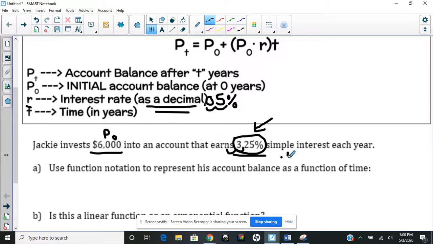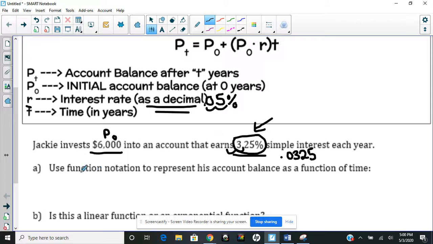And I get 0.0325. Some of you are probably wondering why we have to do that. If you forget to do that and you put in 3.25, you're going to get a huge number, which would be amazing if our bank accounts grew that big so quickly, but it doesn't happen that way. It's just going to give us a number that's way too big.